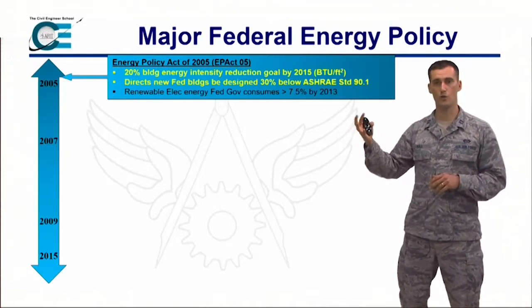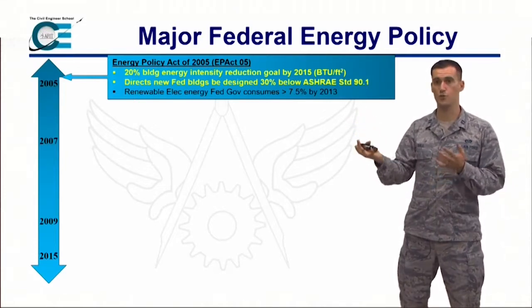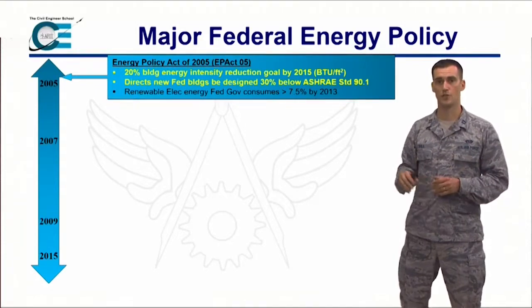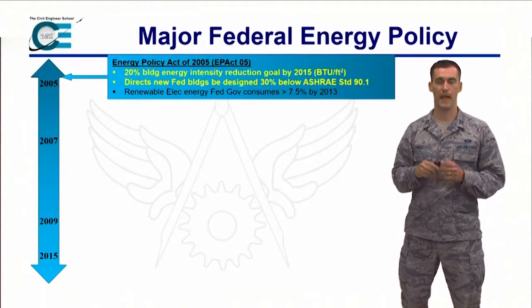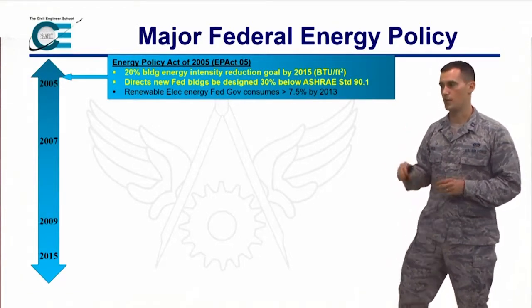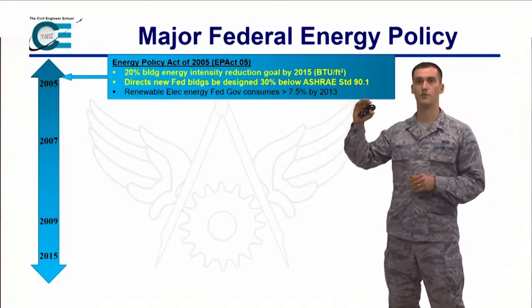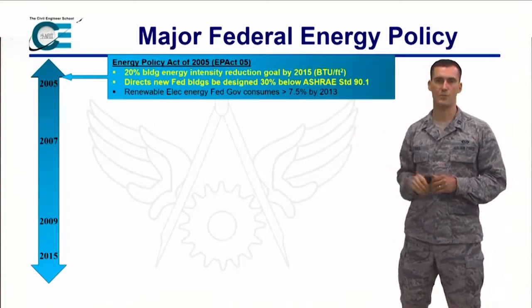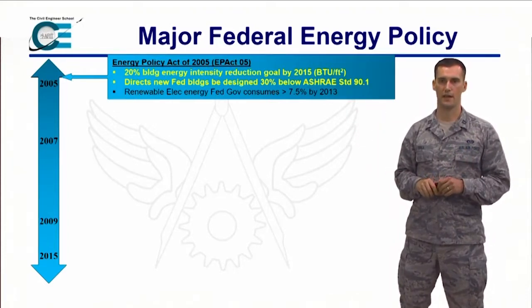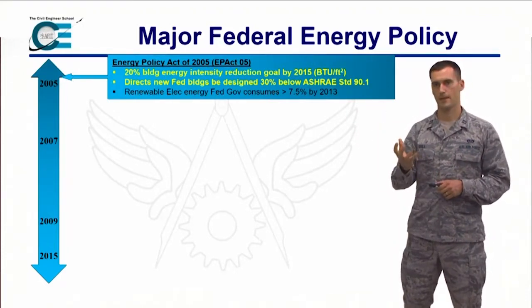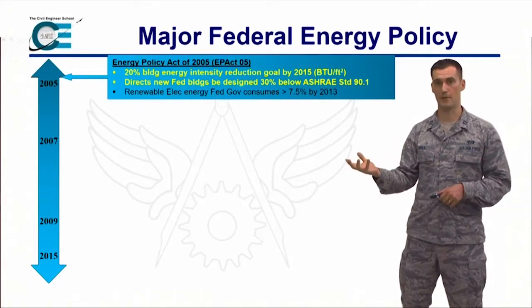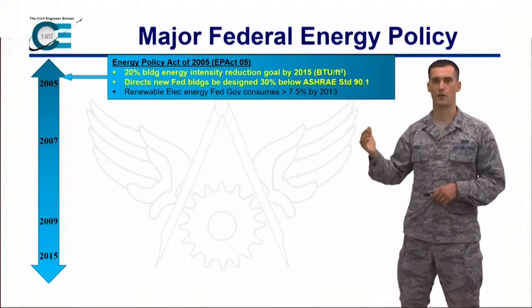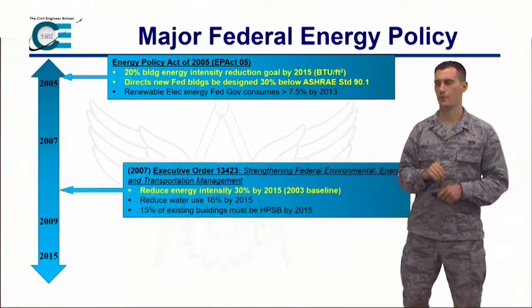And local codes and local states will choose to adopt or choose not to adopt. So for instance, California, which is a very aggressive energy-saving state, will say, well, we want you to go even further than this. But ASHRAE standard 90.1 is a very common standard that a lot of states adopt and say, yes, buildings that are built in our state need to abide by standard 90.1. The federal government said 30% better than standard 90.1.